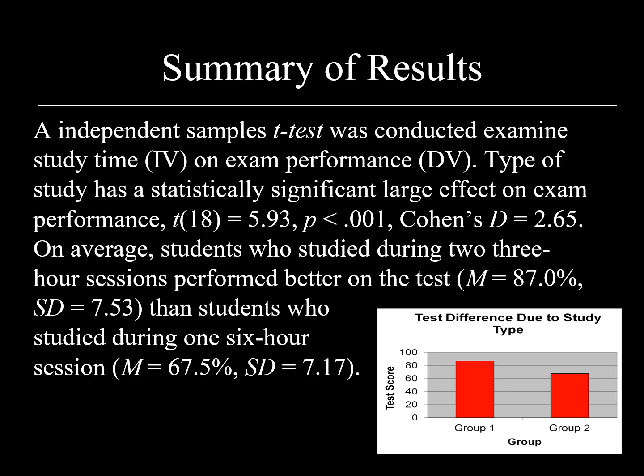On average, so again, we're now putting this in English, on average, students who studied during 2 3-hour sessions performed better on the test, mean of 87%, than students that studied on one 6-hour session, mean of 67.5. And we might also put in a graph showing the difference between the two groups.